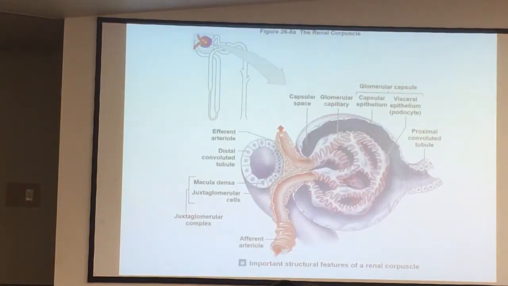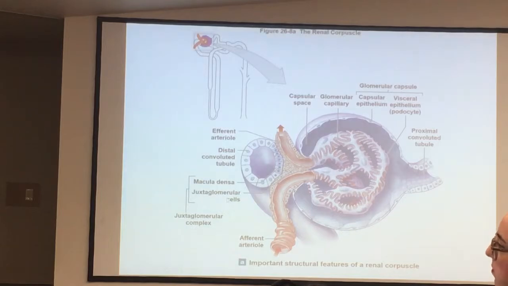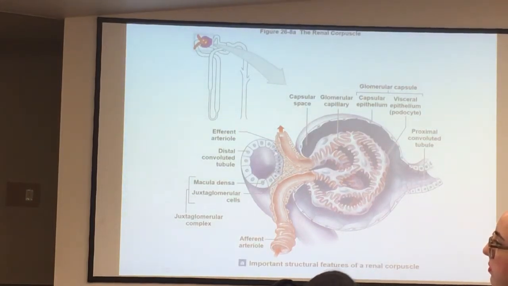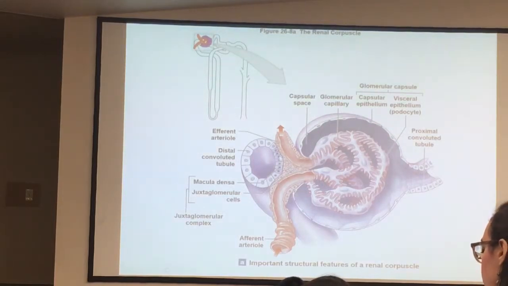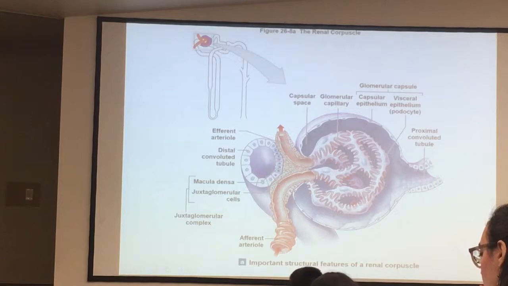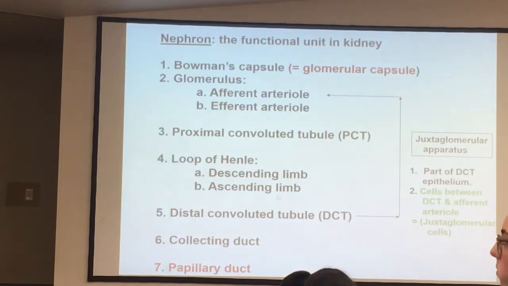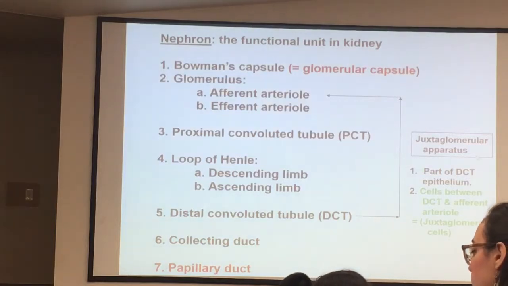And in our textbook, there will be glomerular... right here. Juxtaglomerular cells right here, the small ones. And the macula densa is here. The macula densa is part of the DCT, okay. And the juxtaglomerular cells are outside the efferent arteriole. And we call this the juxtaglomerular apparatus or complex.